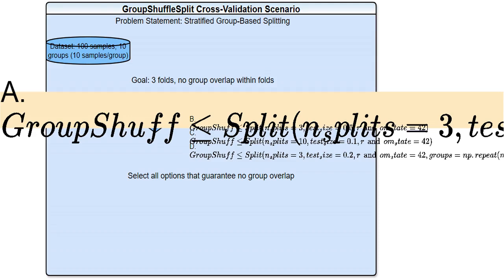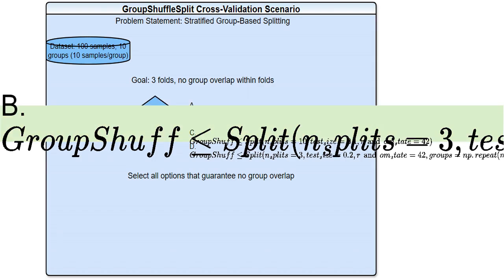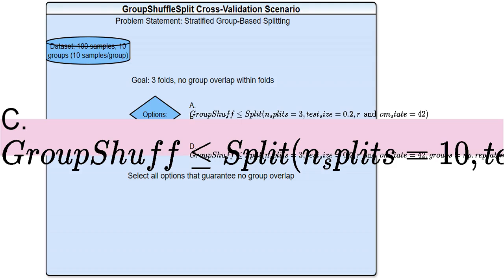Option A sets the number of splits to 3 and the test size to 20%, 0.2. Let's analyze whether this configuration will certainly avoid any group overlap. Option B is similar to option A, but uses a larger test size of 50%, 0.5, potentially increasing the likelihood of group overlap. Option C changes the number of splits to 10 and uses a test size of 10%, 0.1. Let's see if this will guarantee no group overlap.